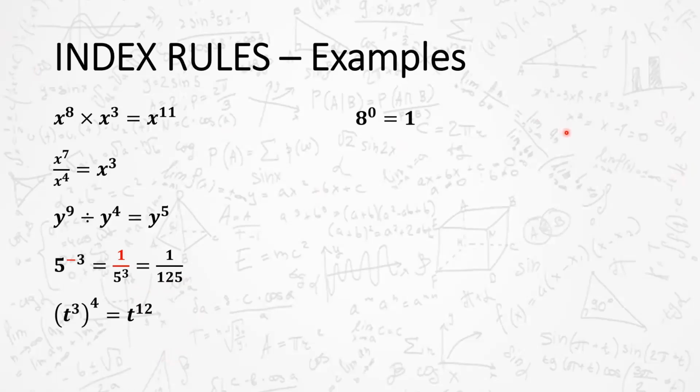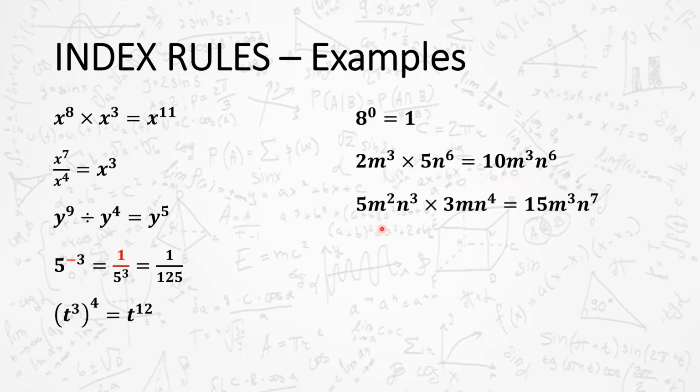Next one, we have a combination. 2m to the power 3 times 5n to the power 6. So numbers go with the numbers. 2 times 5 gives you 10. m to the power 3, n to the power 6. 5m to the power 2, n to the power 3 times 3m, n to the power 4. Again, group them. 5 times 3 gives you 15. m to the power 2 times m gives you m to the power 3. n to the power 3 times n to the power 4 gives you n to the power 7.